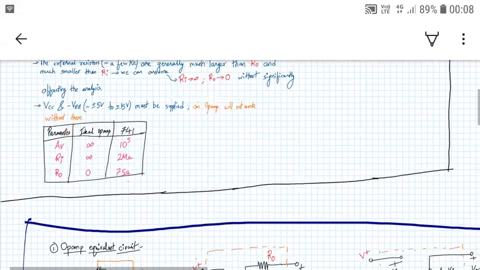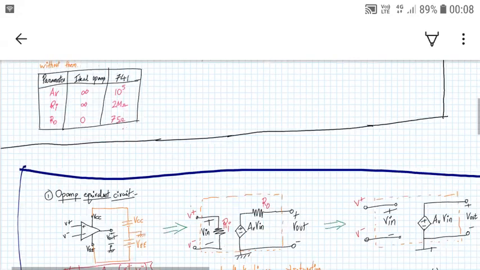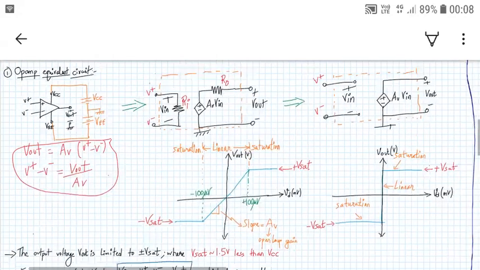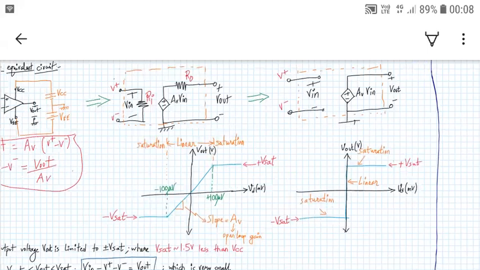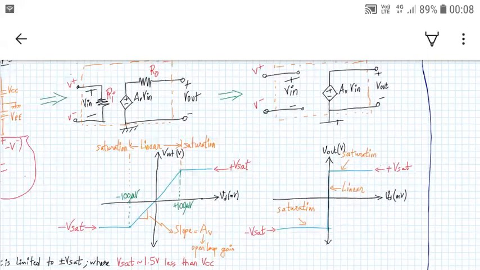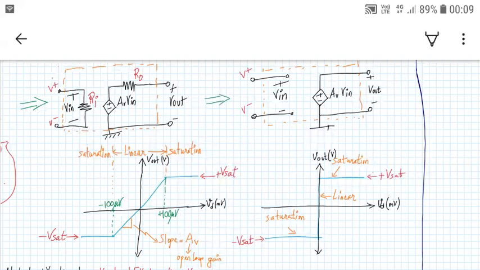Now let us slowly move down and let us see something new. Okay, so just now we have seen the ideal and the practical op-amp equivalent circuit. Now let us see its characteristics. To the left hand side we have the DC transfer characteristics of practical op-amp, and on the right hand side we have DC transfer characteristics of ideal op-amp. As we can see clearly, between the practical and ideal, there is quite a bit of difference.